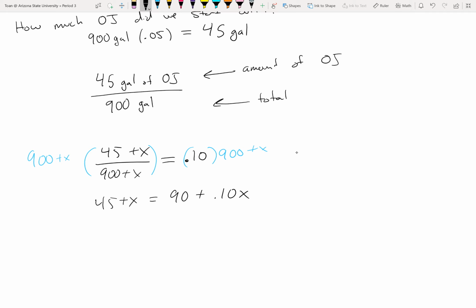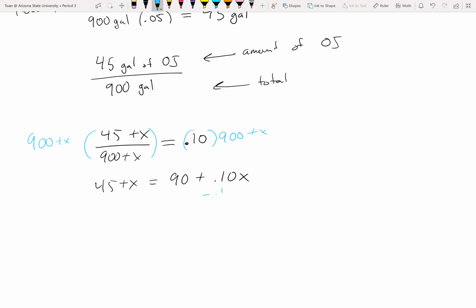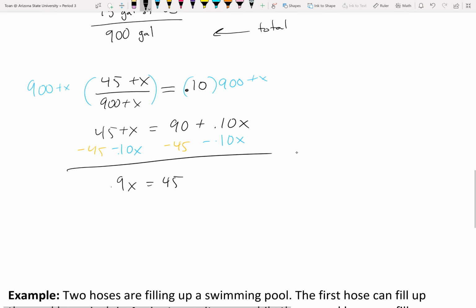And then algebra 101. Get all the variables on one side, get all the numbers on the other. So I'm going to do two steps at once here. Let's subtract the 0.10x, and then let's subtract the 45. This gives me 0.9x equals 45. Divide both sides by 0.9. Gives you x equals, is it 5? Sure it's not 50? 50. Okay, sorry, yeah, thank you. And of course, it's a word problem, so just write a quick sentence. We need to add 50 gallons of orange juice.